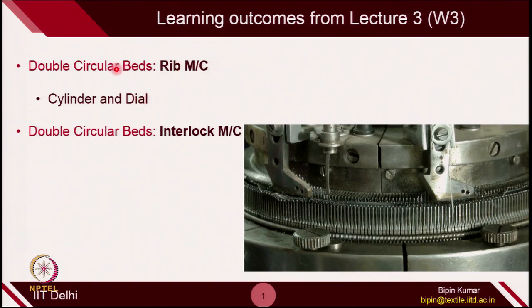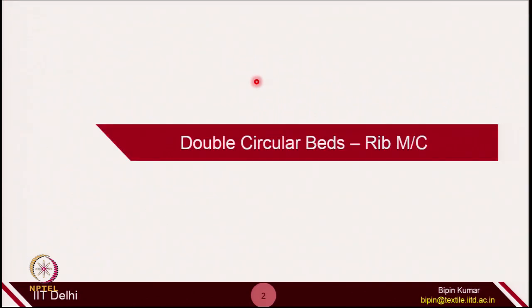In the rib machine you will see two machine beds, one called the cylinder and the other the dial, where the needles are placed and actively take part in the knitting process to create double jersey fabrics. You will also see another category of machine in double circular beds, which is called interlock machines. In terms of design or look, both rib and interlock look similar, but only the arrangement of needles on the two beds is different. That we are going to understand in this lecture. Now, let us move to the first part, which is the rib machine.